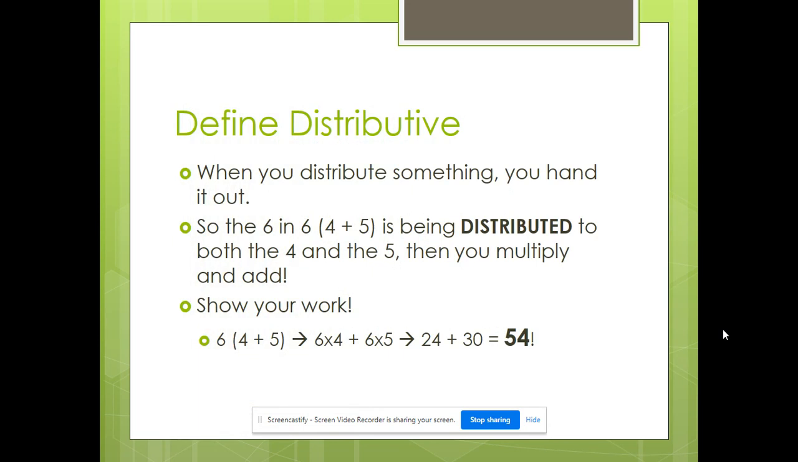So if I have a problem like 6 times 4 plus 5, I'm going to distribute the 6 to the 4 and the 5. Then you multiply and add. And when you do your work today, you're going to show all the steps. You're going to show your work. So when they distribute the 6 times the 4 plus the 6 times the 5, then you'll show me the step where you're going to multiply. 6 times 4 is 24, and then 6 times 5 is 30. Then the final step, you're going to add those two addends together to get 54.